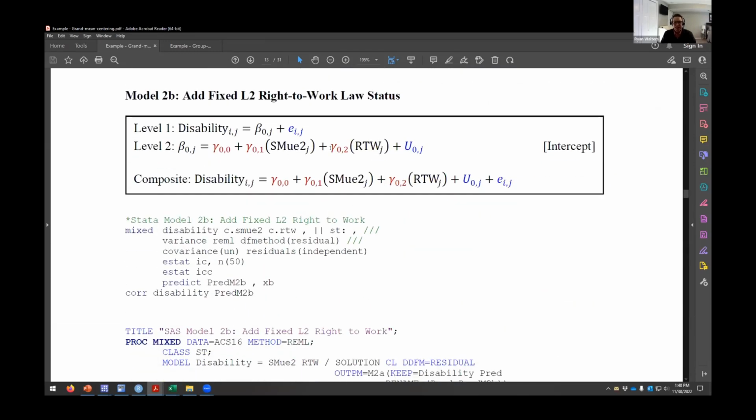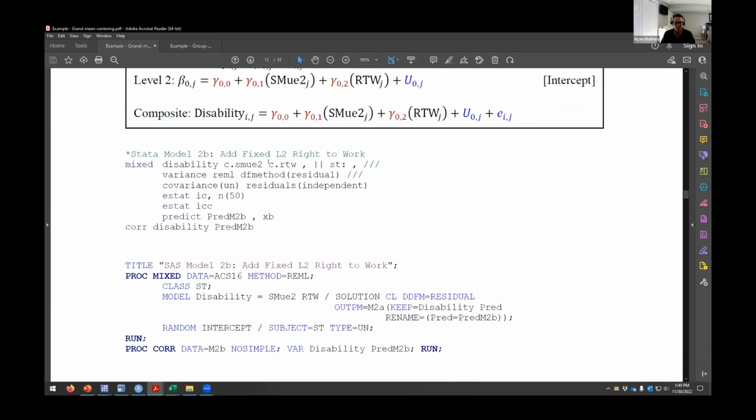Let's go ahead and add in right to work. Right to work actually is a binary variable. You either live in a right to work state, or you do not. So we're just adding an additional level 2 fixed effect that is at the state level. We can see we're going to treat it as continuous in Stata.